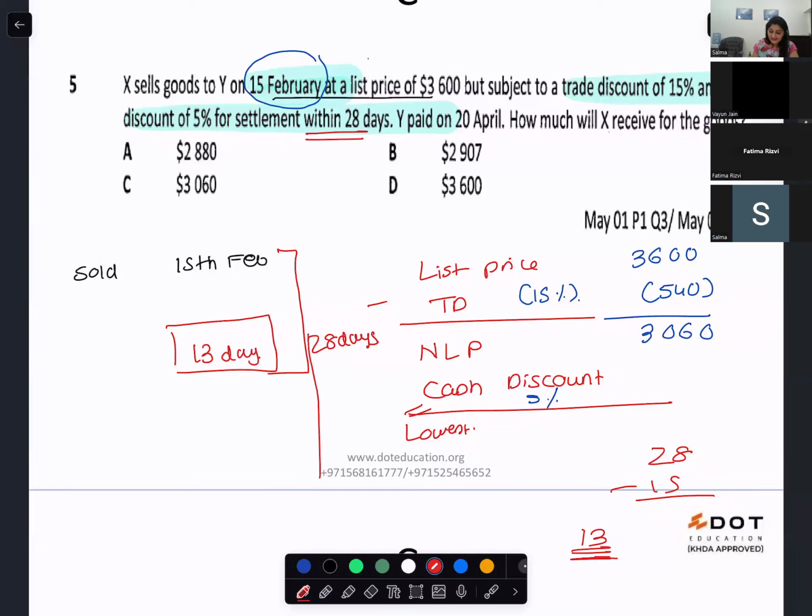To finish this 28 days, February is done, then March. March has a full 31 days. That means he's going to pay us in April. So the total number of days is definitely exceeding the 28 days of the credit limit. So will X be giving cash discount or no? No, he won't.